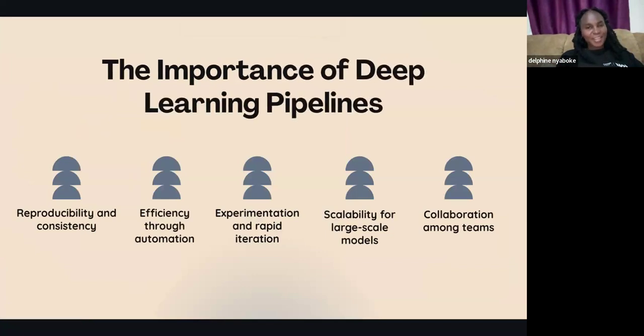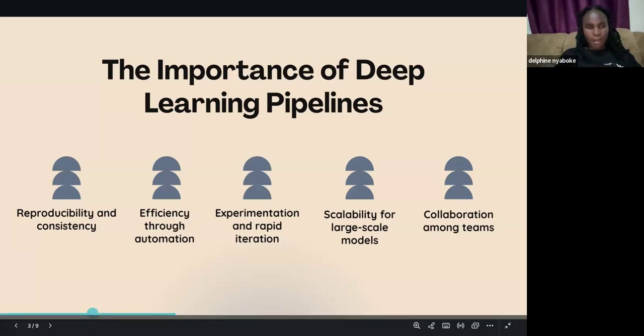There are some key importances of having a deep planning pipeline. It's consistent and reproducible. There's efficiency when you have automation inside. If you want to experiment and do a lot of iterations, that's the key to have a deep planning pipeline. If you're dealing with large scale models, it can be really nice for scalability. And of course, if you are collaborating among team members.